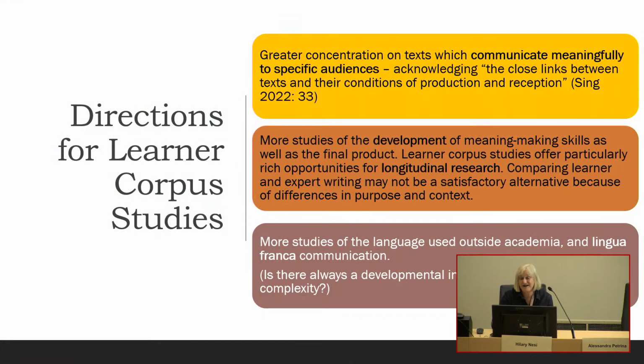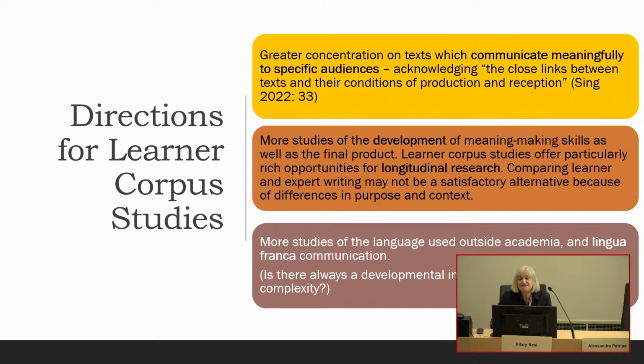So, directions for, this is very tentative because you are the experts actually here. So I'll just tentatively throw out these possible ideas. I'd like to see greater concentration on texts which communicate meaningfully to specific audiences and acknowledging the close links between texts and their conditions of production and reception. So sort of taking account of under what circumstances were these written and under what circumstances will they be read, by whom, why.